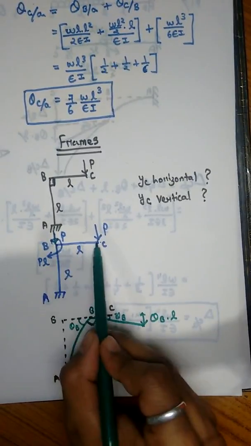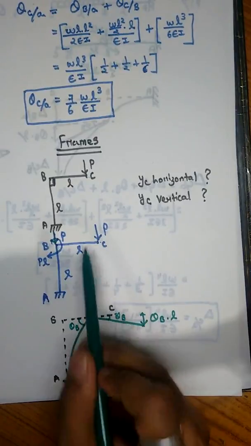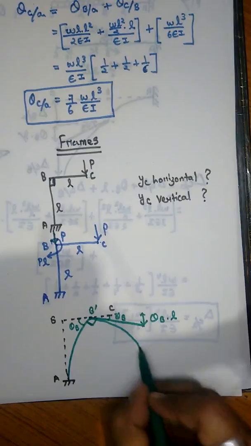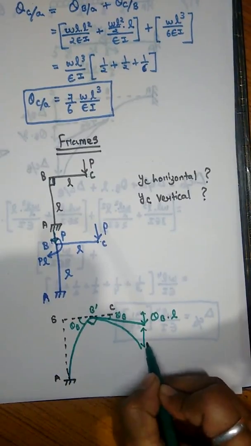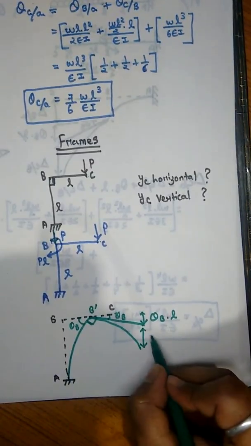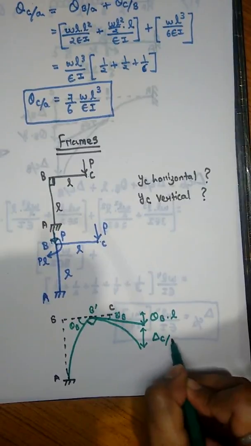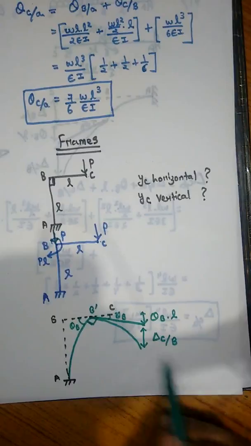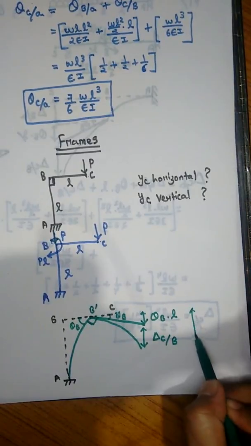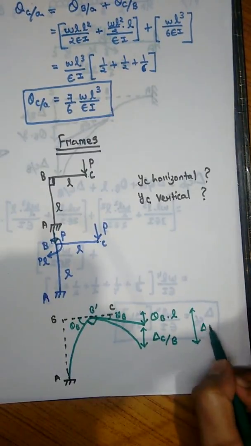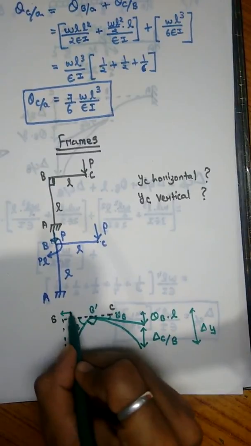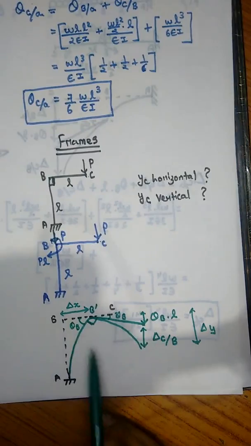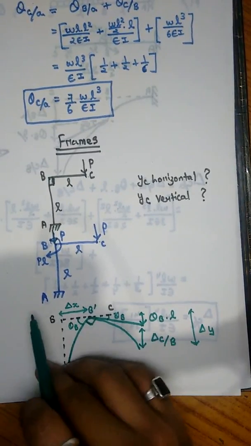But in the region B to C we have a point load P, so this straight line will deflect in this manner. And what is this? This is delta C with respect to B. So this total is delta Y and this total is delta X, which we have to find.